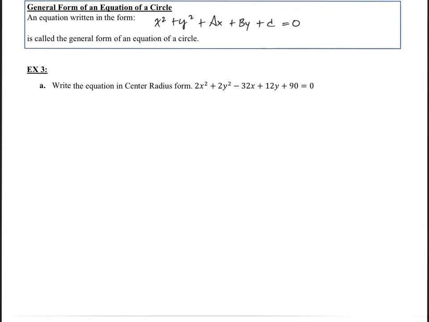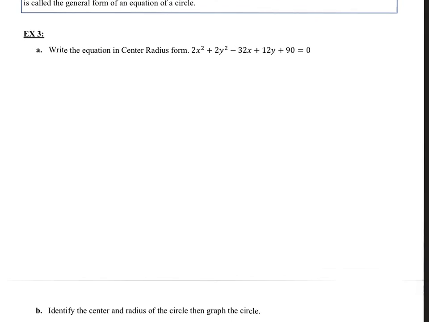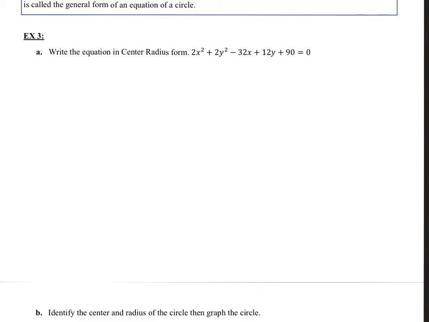But let's take a look. Example 3. Write the equation in center-radius form. What do you know? We're given the general form. But we want to write it in center-radius form, which remember is also called standard form.